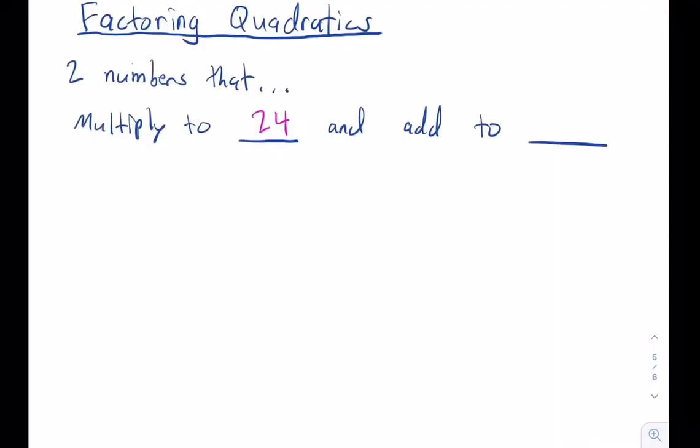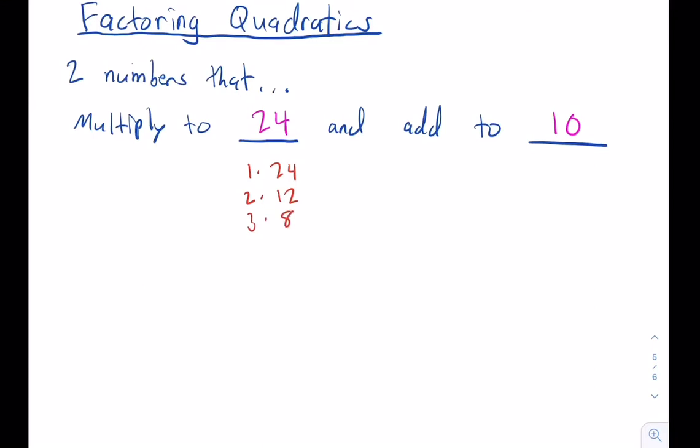Here's another one. Two numbers that multiply to 24 and add to 10. So what are two numbers that multiply to 24 and add to 10? Again, let's look at it. How do you multiply to 24? 1 times 24, that doesn't add to 10. 2 times 12 doesn't add to 10.